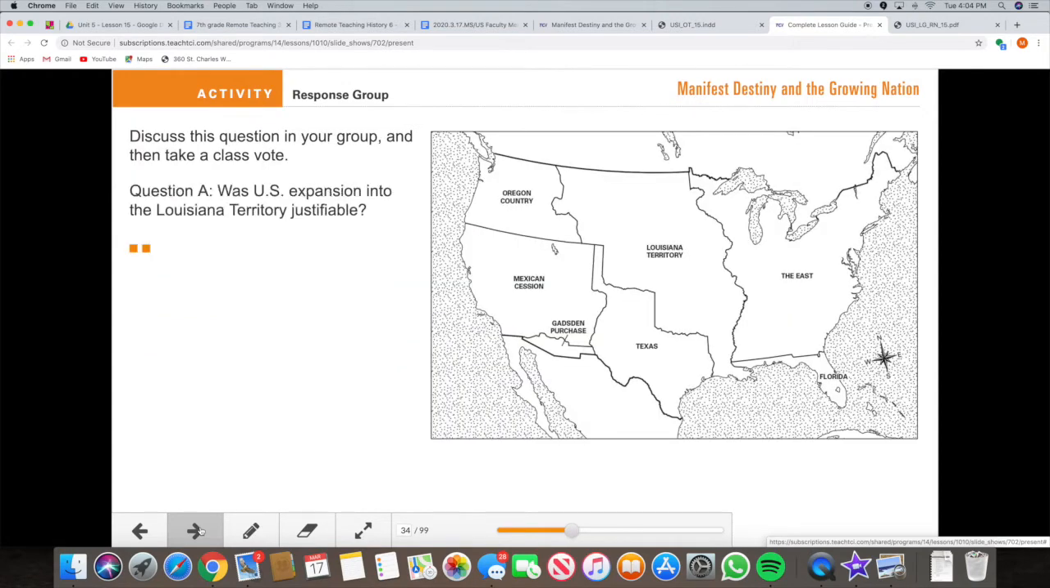This is interesting. We can't have a discussion face to face, at least not at this point in time. So to answer the question, was the U.S. expansion into the Louisiana Territory justifiable? Again, we're talking about this territory that we bought from France. Do you believe it was morally okay, justifiable, to buy this land? If you agree or disagree, think about reasons why. Why do you think it's justifiable or not justifiable?